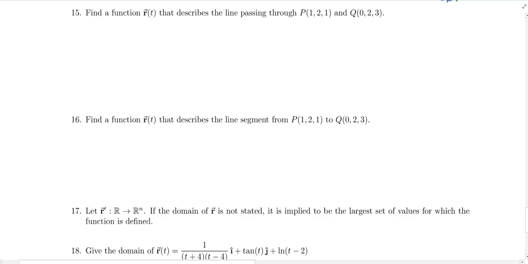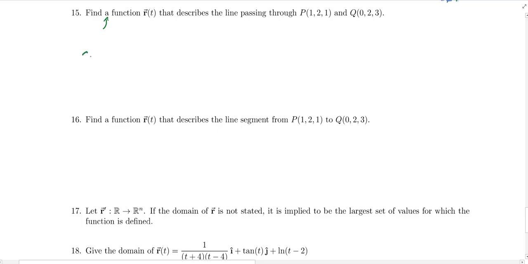So folks, now that we've introduced the idea of a vector valued function, let's repeat some of the work that we've done before as we look at some examples. So for example, here I'm asking you to come up with a function. Notice I'm using the word "a function" because it depends on the parameterization, among other things. But let's find a function that describes a line passing through these 2 points.